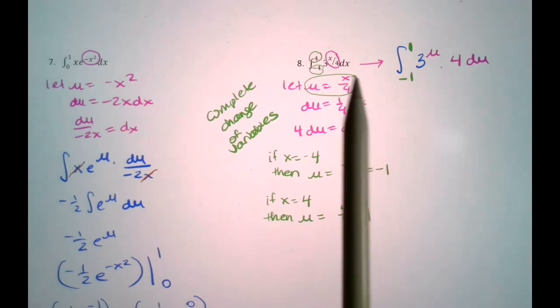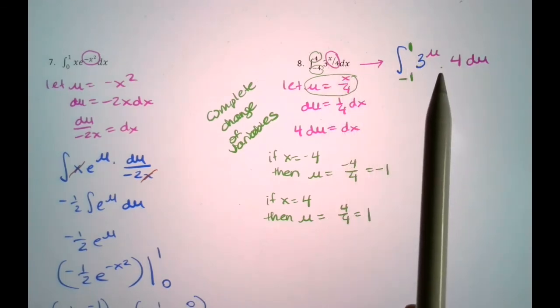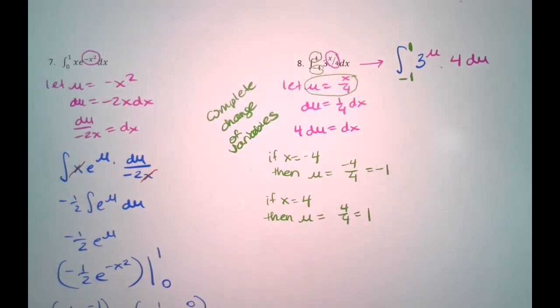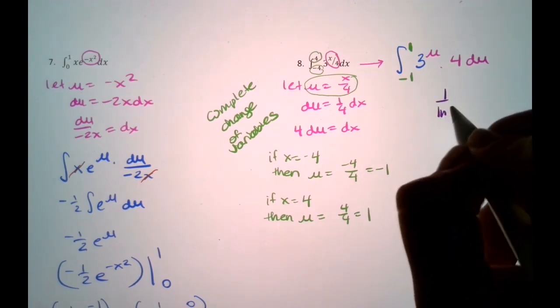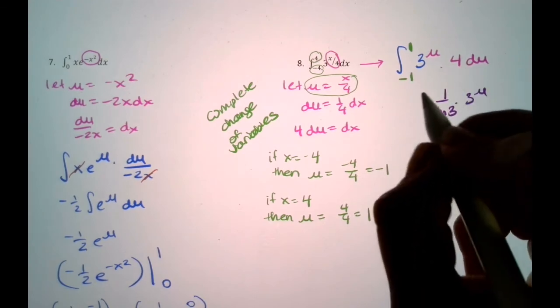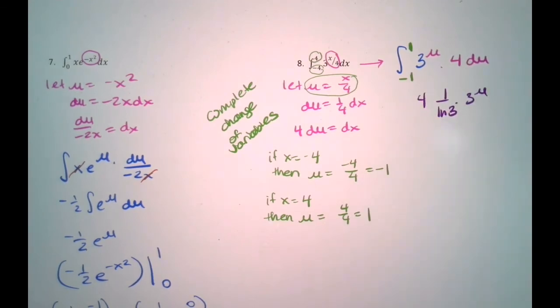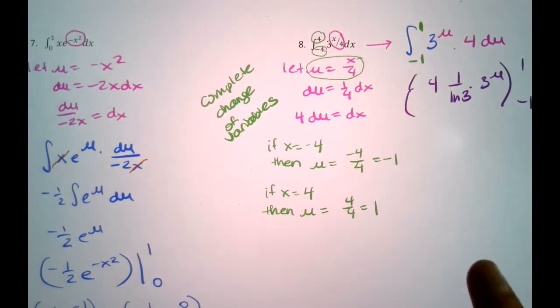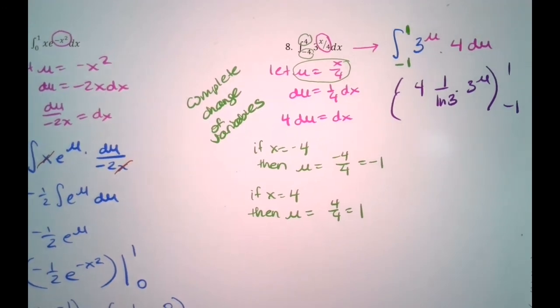Now that I have completely transformed my integral from the x variable to the u variable, I'm ready to actually get my antiderivatives. Again, the antiderivative of 3 to the u is going to be 3 to the u, with an extra coefficient of 1 over the natural log of 3. Now, that 4 is still there. It's just a coefficient coming along for the ride. And you already have your limits of integration in terms of u, so I'm going to apply them right now. This is a lot faster than the previous version.